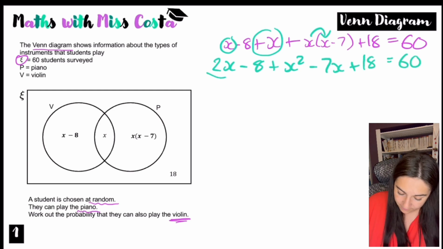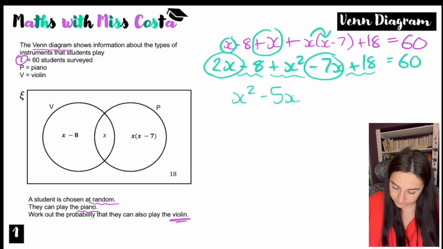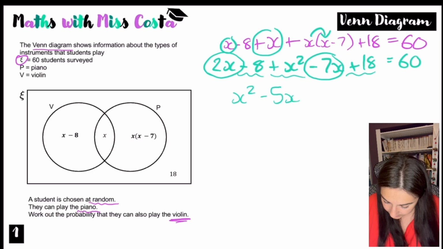Okay, let's simplify it even further. 2x take 7x gives you minus 5x. So let's start with the x squared. x squared minus 5x minus 8 plus 18 is positive 10.